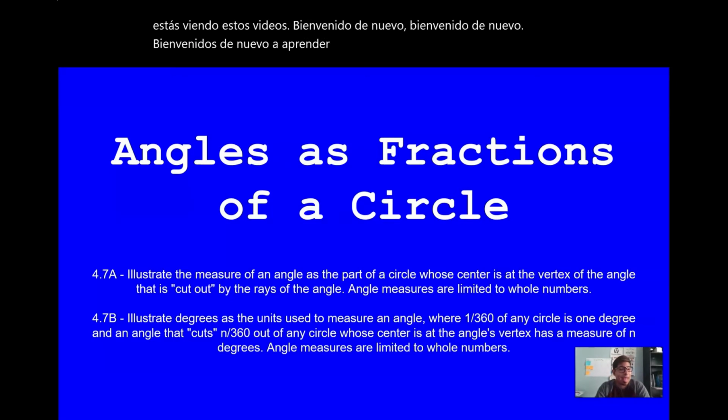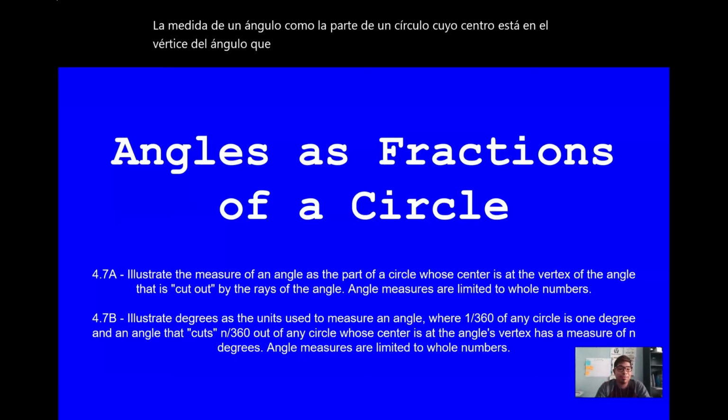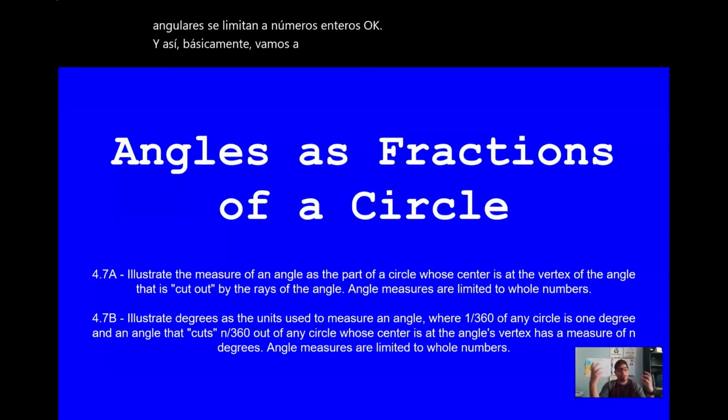Today we're going to be learning about angles as fractions of a circle, okay? So today's TEKS 4.7a, that is illustrating the measure of an angle as the part of a circle whose center is at the vertex of the angle, that is cut out by the rays of an angle. Angle measures are limited to whole numbers, okay? And so basically what we're going to be doing is relating angles to fractions through a circle, okay?